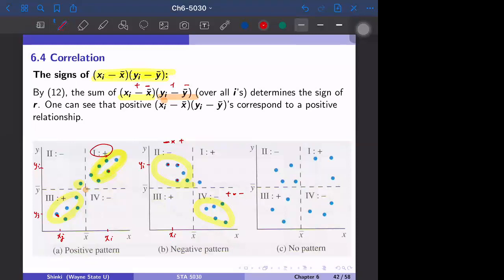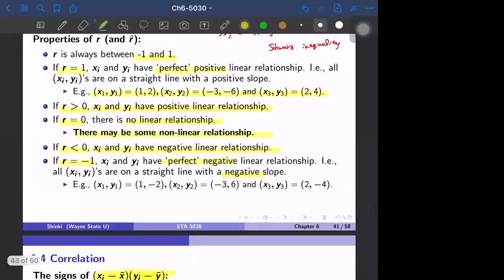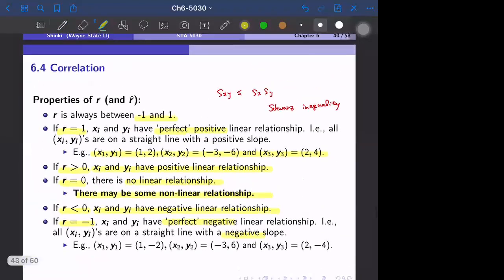If there is no pattern, or even if we have a pattern but no linear relationship, then observations are almost evenly distributed in quadrants 1, 2, 3, 4. In such a case, the sample correlation coefficient is around 0. So that is the reason that the properties discussed in the previous slide hold for the correlation coefficient.